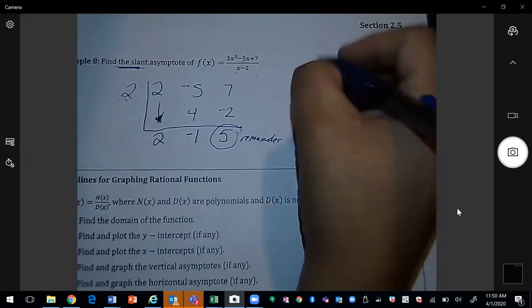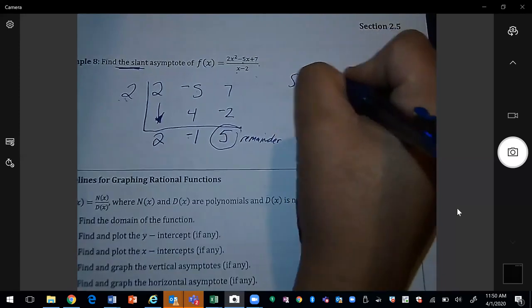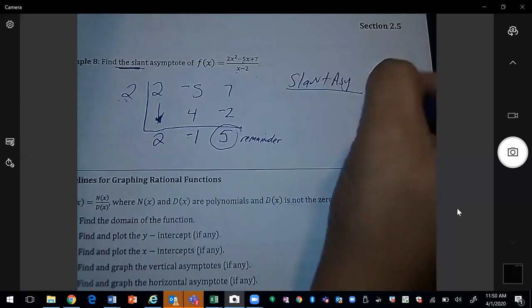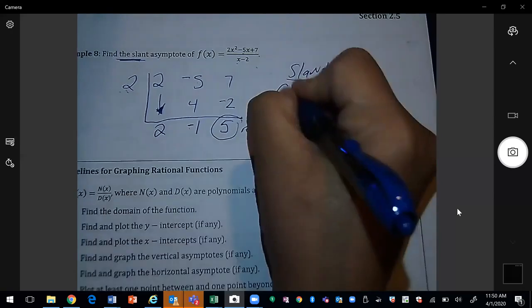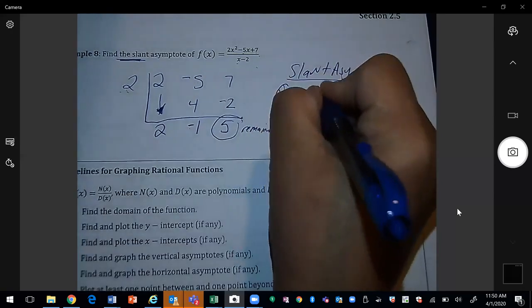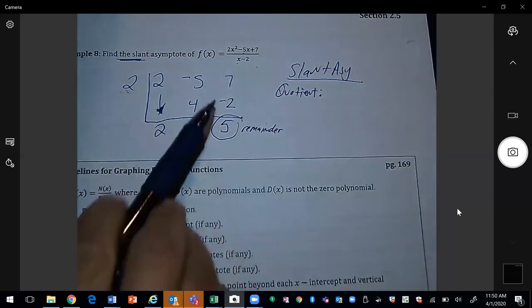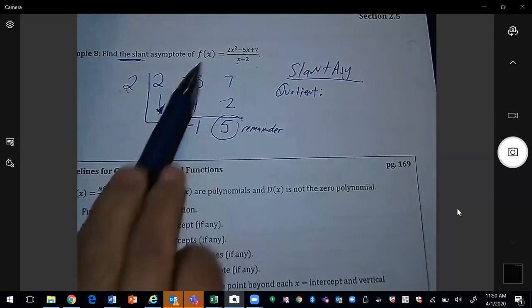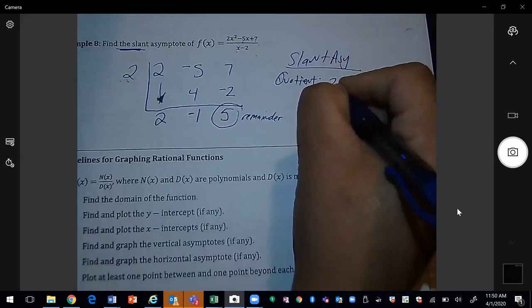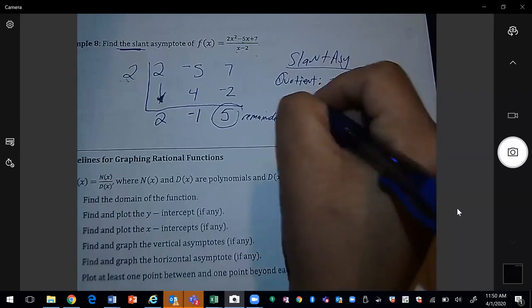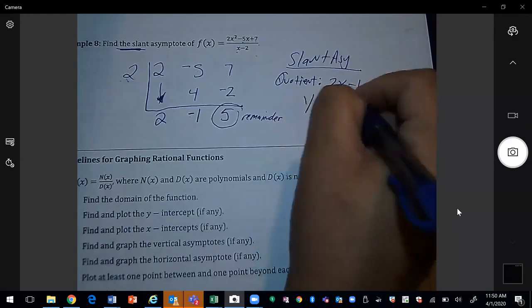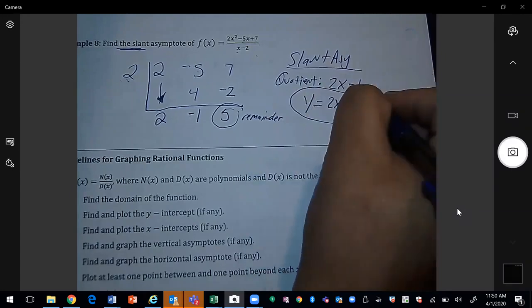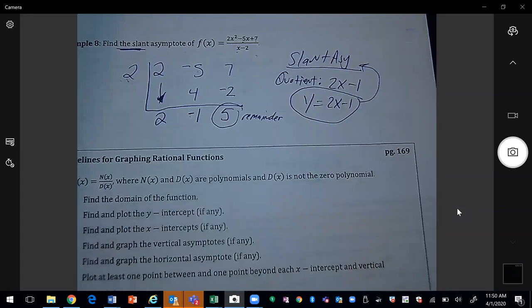And what we want here is the slant asymptote is going to be whatever our quotient is. So since we started with something that was x squared, we go with 1 power less, so this would be 2x minus 1. So my slant asymptote is 2x minus 1. Okay, so we use synthetic division there to find that asymptote.